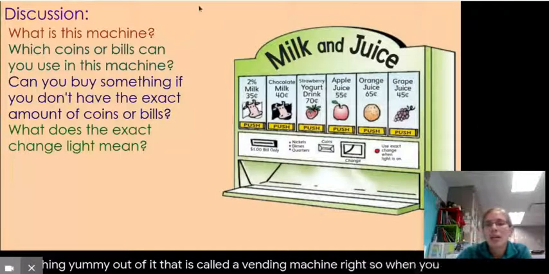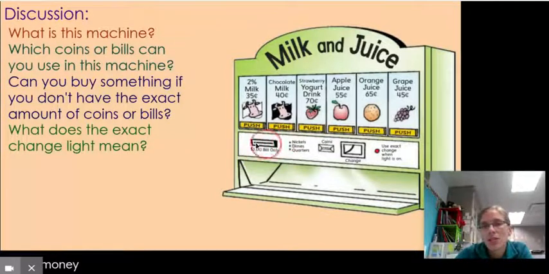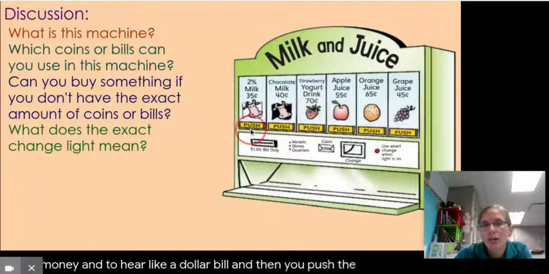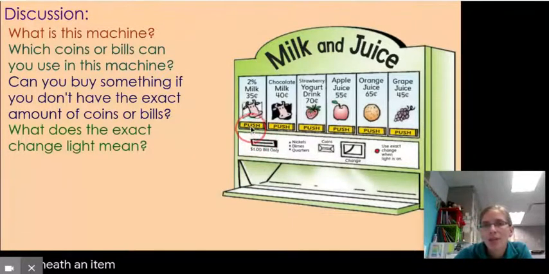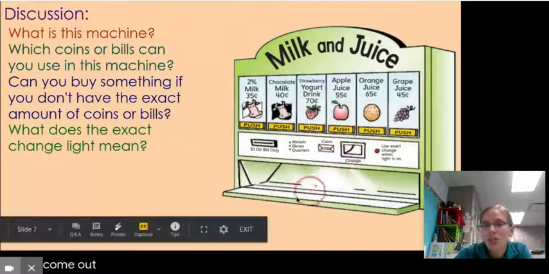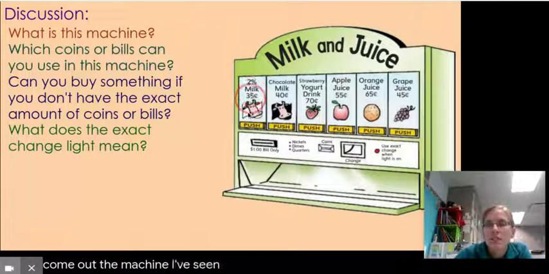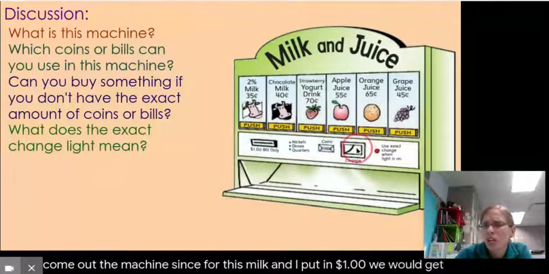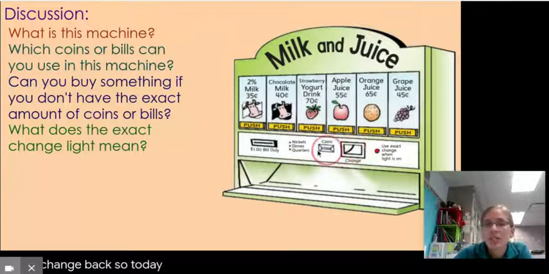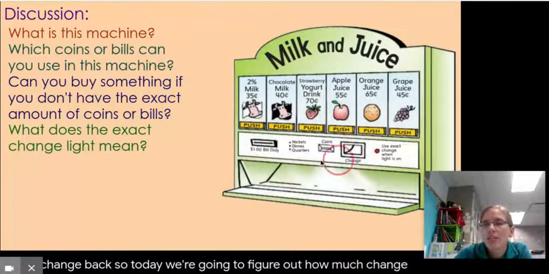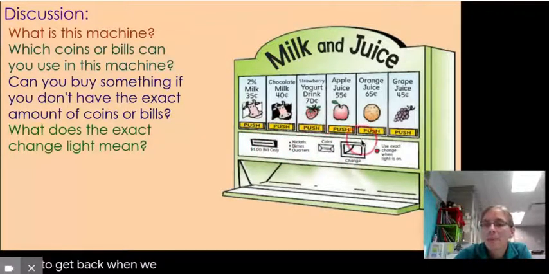So when you put money into here, like a dollar bill, and then you push the button underneath an item, that means we would get this item back, milk. Yummy. It would come out of the machine. And then since it's worth 35 cents for this milk and I put in $1, we would get some change back.